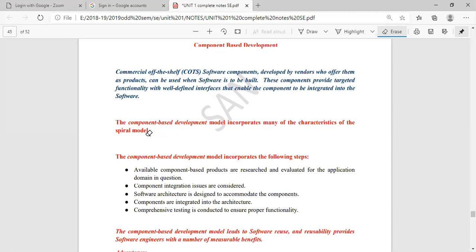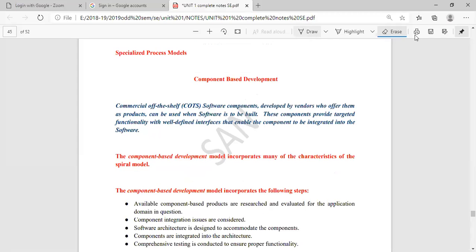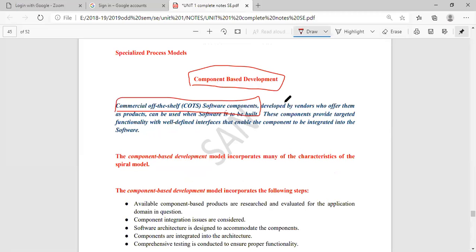Okay, now let me continue. Let us go to the next model, that is the component based model. This is a very useful model. It is also called COTS, that is commercial off the shelf software components.